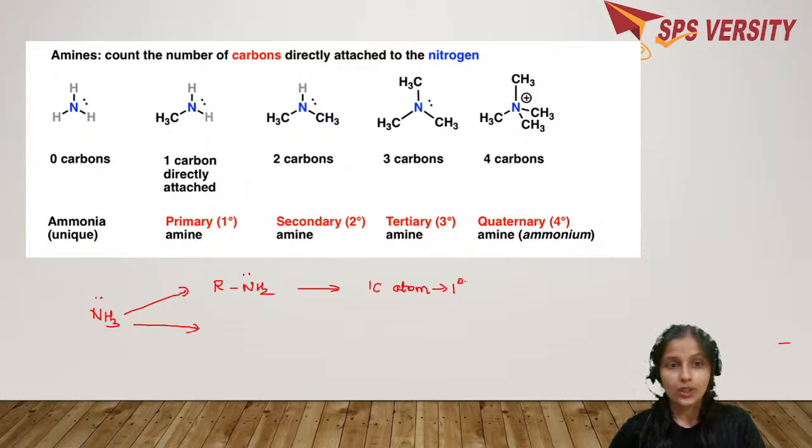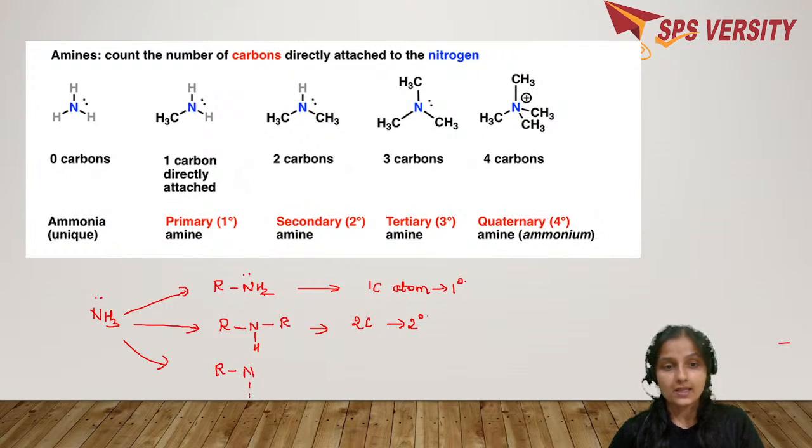Now in the primary amine, take away one more hydrogen and put one more alkyl group in that place. This is going to give you the secondary amine. There are two carbons directly attached to nitrogen. And if all the hydrogens of the ammonia molecule are replaced by alkyl groups, it can be an aryl group as well, so three carbon atoms, then it is called a tertiary amine.